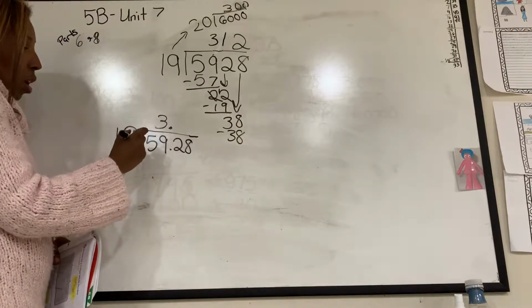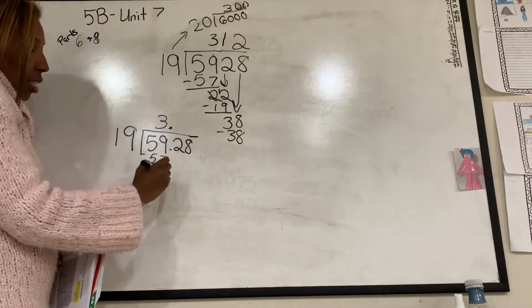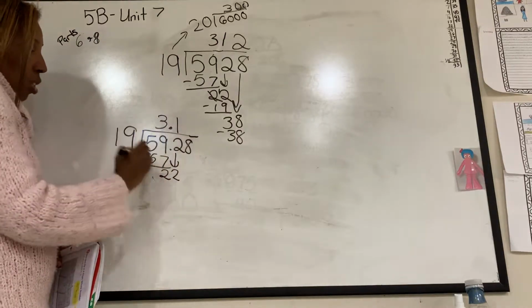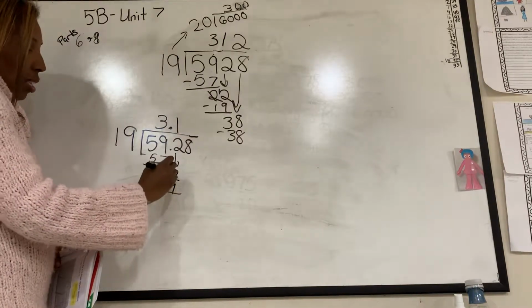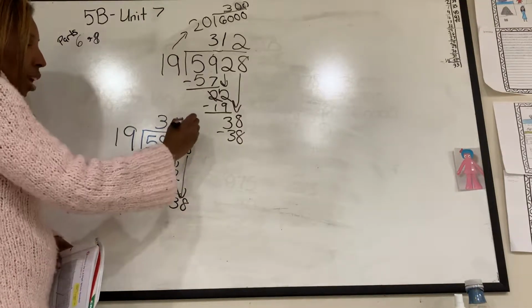And we did it before. So 3 times 19 is going to give me 57. I subtract, I get 2. I bring down a 2. I go 1 times that is 19. I subtract, that gives me 3. I bring down the 8. 19 into 38 is 2.